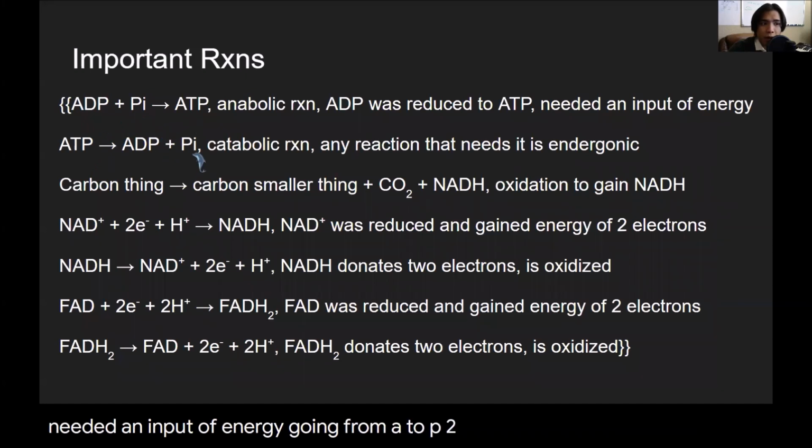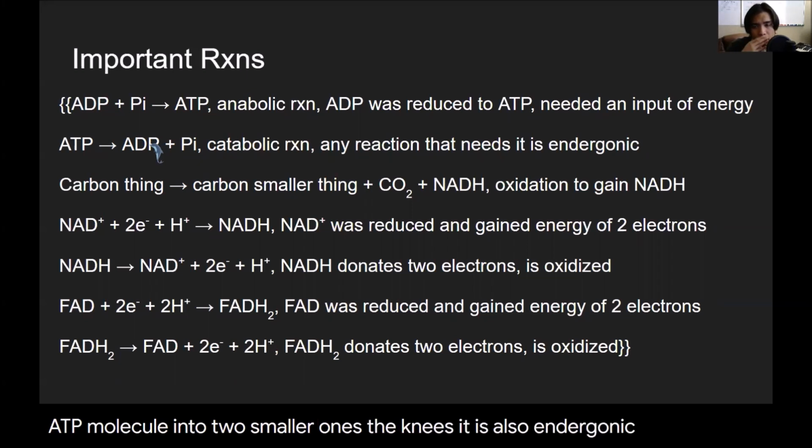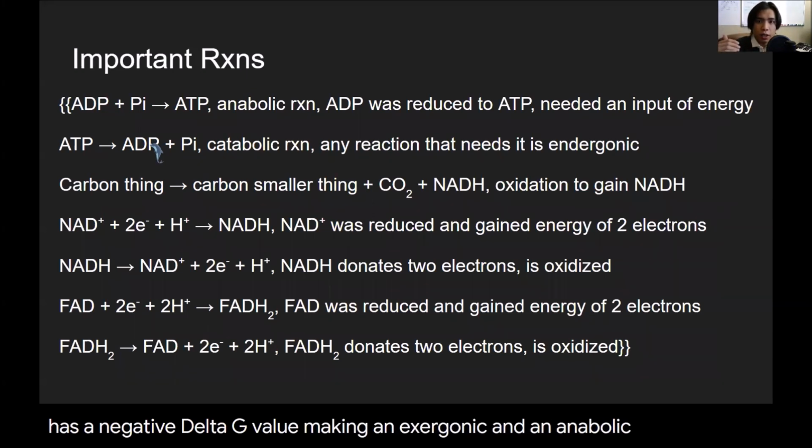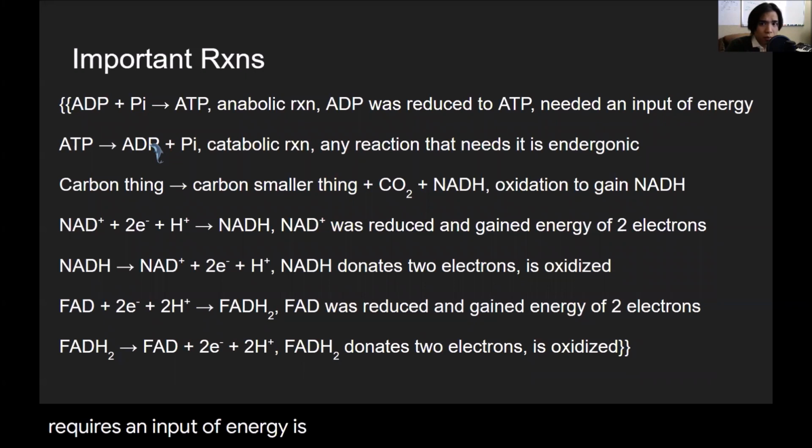Going from ATP to ADP plus Pi, an inorganic phosphate, that was a catabolic reaction, going from that larger ATP molecule to 2 smaller ones. And any reaction that needs energy is also endergonic. So I don't know if I covered this yet, but a catabolic reaction is generally spontaneous, so it has a negative delta G value, making it exergonic. And an anabolic reaction requires an input of energy, is non-spontaneous, and would have a positive delta G value.